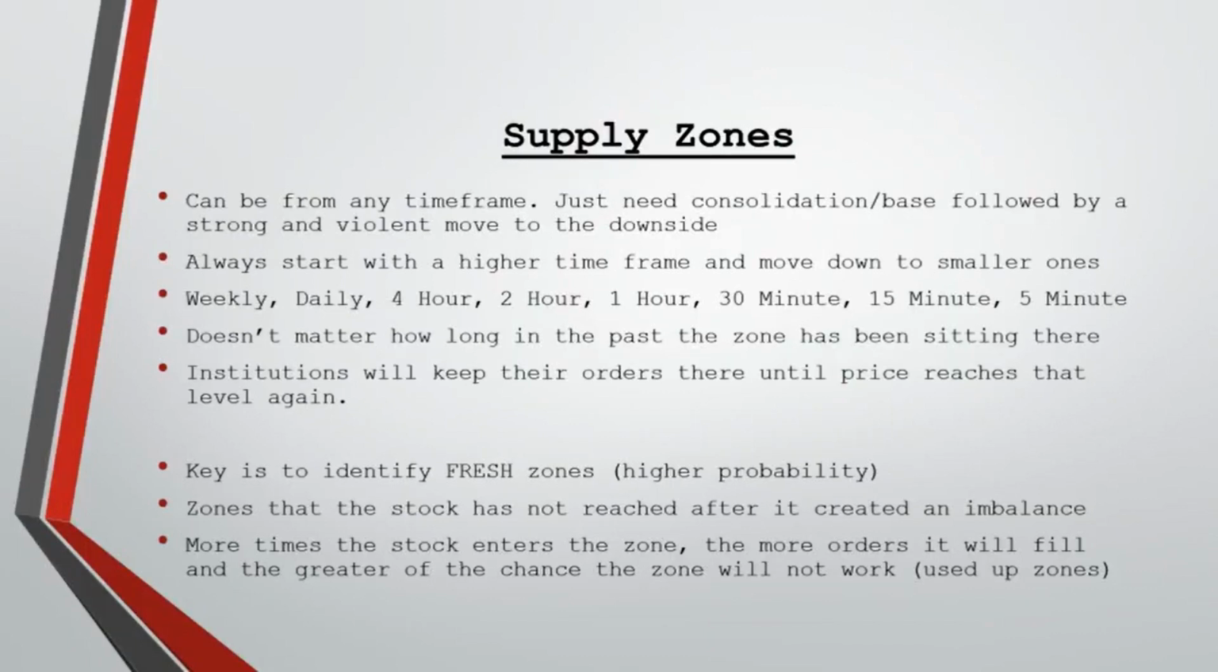This can form from any time frame. You just need a consolidation basing candle followed by a strong and violent move to the downside. We're talking about supply, so we're talking about a downside move. We're selling in supply. Always start with a higher time frame and you move down to the smaller ones.